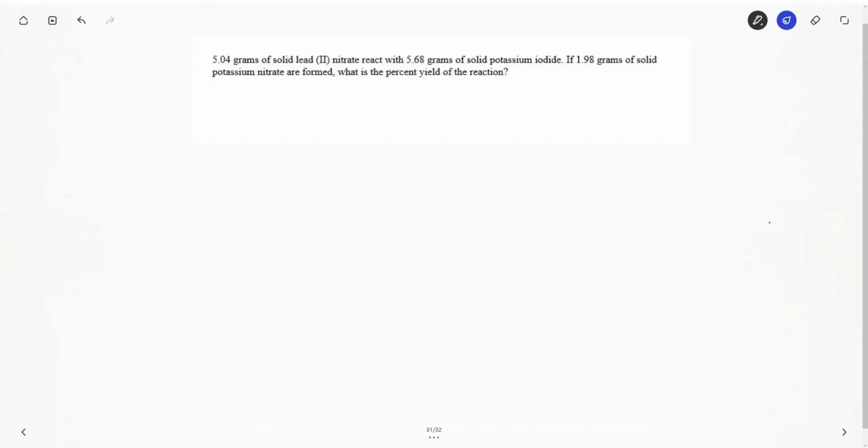In today's video, we are going to be doing not only a limiting reactant problem, but we're also going to be calculating a percent yield for that problem. 5.04 grams of solid lead 2 nitrate react with 5.68 grams of solid potassium iodide. If 1.98 grams of solid potassium nitrate are formed, what is the percent yield of the reaction?